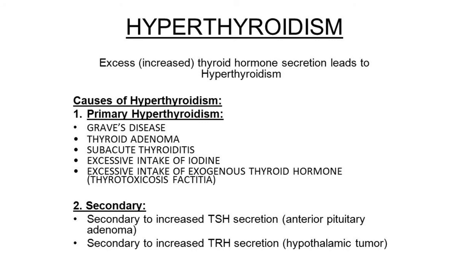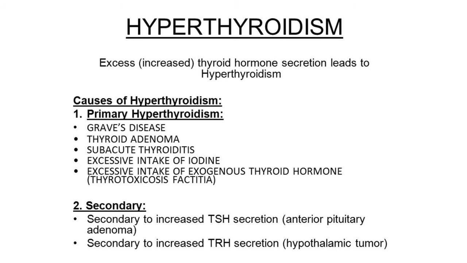Hyperthyroidism is too much thyroid. And again, we can have primary or secondary causes. Primary being at the level of the thyroid. The problem is within the thyroid. Secondary meaning at the levels above the thyroid. Pituitary, hypothalamus. So primary causes are going to include things like Graves' disease, a thyroid adenoma, tumor of the thyroid.